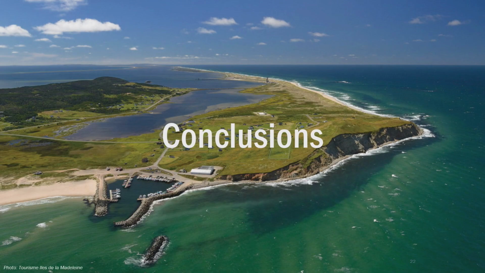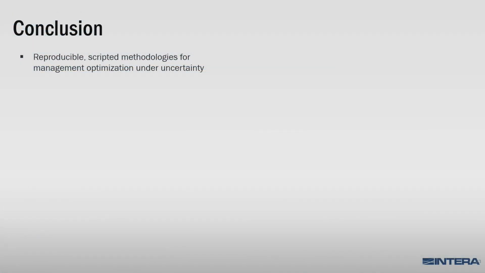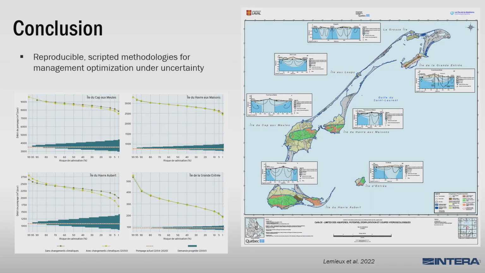So to conclude, we developed these scripted methodologies that are all shared on GitHub for management optimization under uncertainty, both using a deterministic and a stochastic ensemble-based approach. And we implemented the deterministic approach in all of the Magdalen Islands archipelago. We applied that deterministic optimization under uncertainty to the four main islands that have public water supply wells, which are the figures I'm showing here.